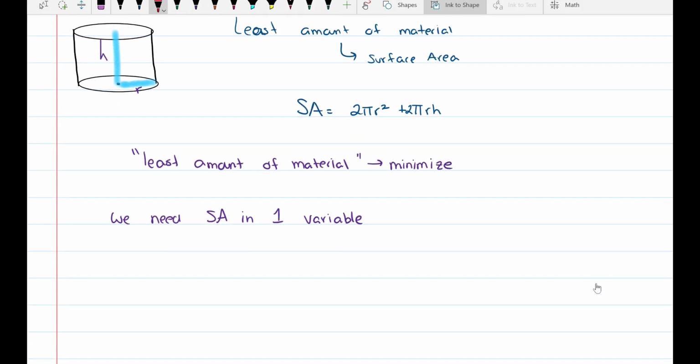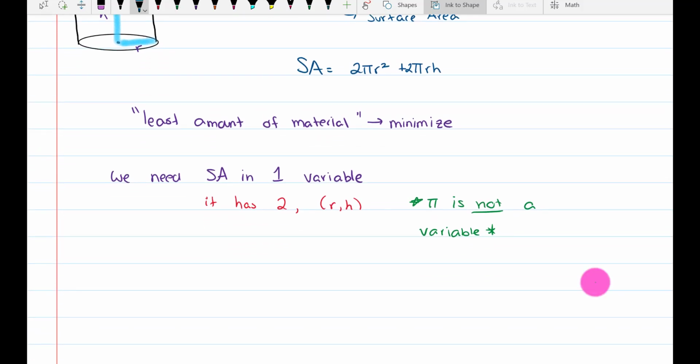Right now, it has 2 variables, and they are r and h. Keep in mind that pi is not a variable. Pi is a number. Pi is about 3.14. So what we need to know then is that 1 liter is equal to 1,000 centimeters cubed. Okay, we're going to use that as a conversion.